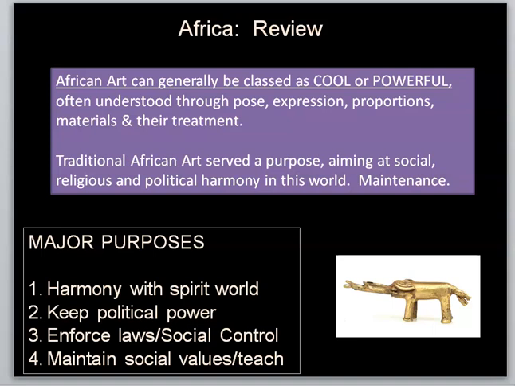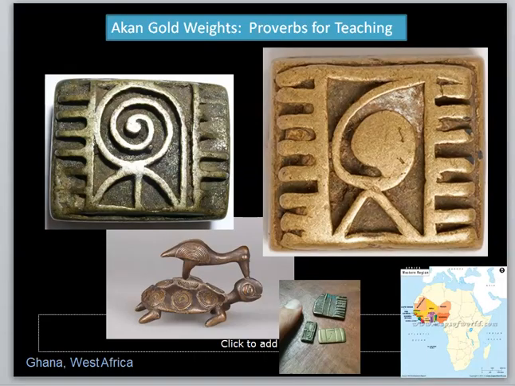A reminder, the major purposes would be to keep harmony with the spirit world, to keep political power. The Chokwe piece, I think, does relate to politics because it's a depiction of a ruler, and it reminds us that the right to rule goes back to a mythic hero. It also, number 3, enforces laws and social control. We're going to see that with a power figure. And it maintains, number 4, social values, and it can be used to teach. This is particularly important, and we will pick that up in our next talkie with some gold weights.